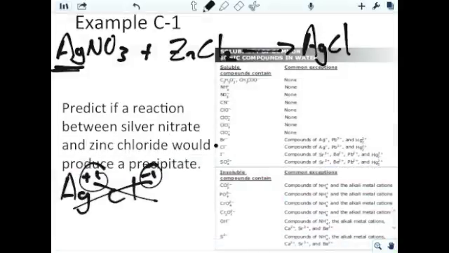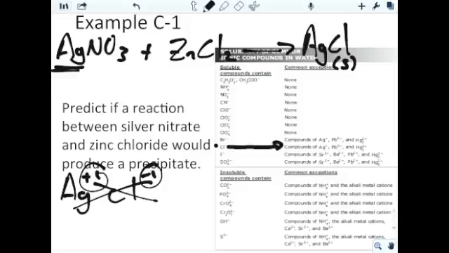And then we see, are there any exceptions to it? Because it is soluble, so there shouldn't be a solid. But let's look at the exceptions. It says a compound of, we have our silver. So silver chloride, since chlorine's bonded to silver, this will be a solid. So that is a precipitate.